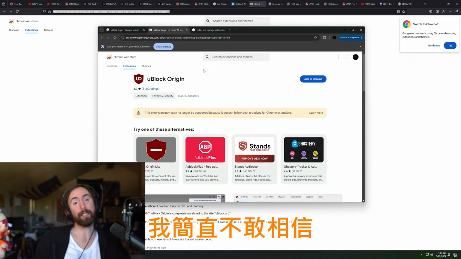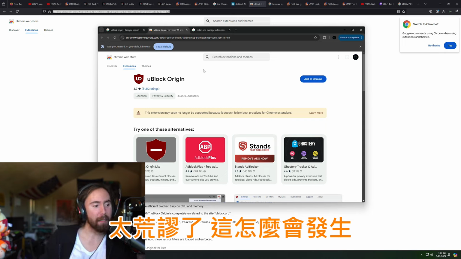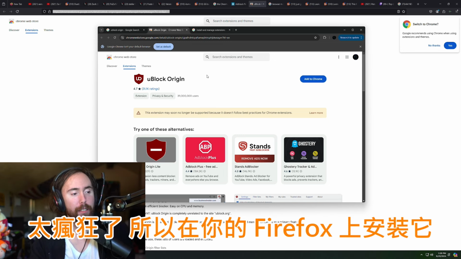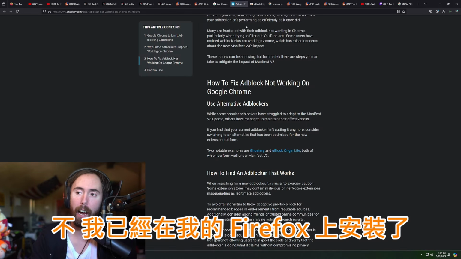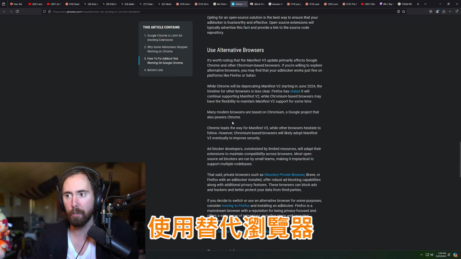I can't believe it. It's ridiculous. How does this happen? It's 100% effective. It's crazy. So install it on your Firefox. No, I already have it on my Firefox. How to find an ad blocker that works. This section is going to get longer every year. Oh my God. Using alternative browsers.